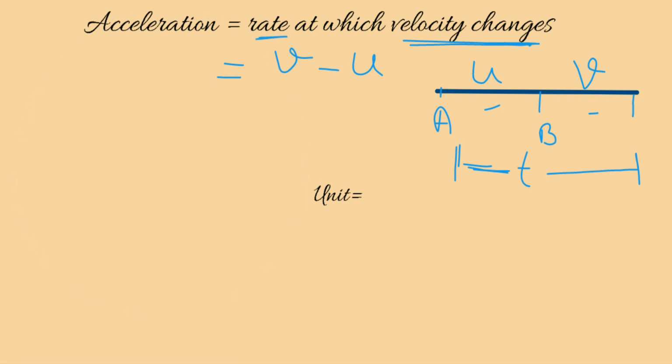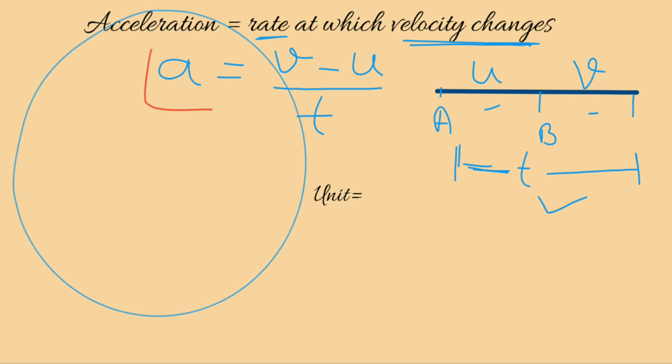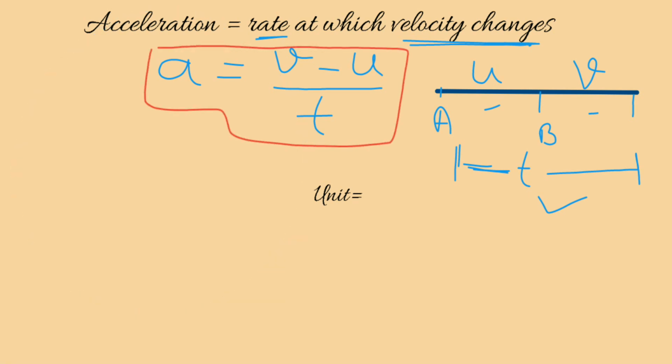Now, rate, okay, rate at which, so by what will we divide? By time. Rate means during what time the velocity is changing. So during t time the velocity is changing, which means it will be divided by t. Acceleration can be represented as a. So here we have derived the formula of acceleration: acceleration is equal to v minus u by t.